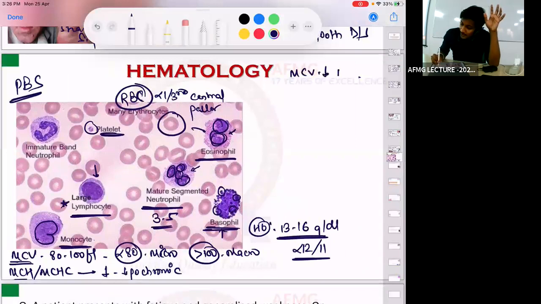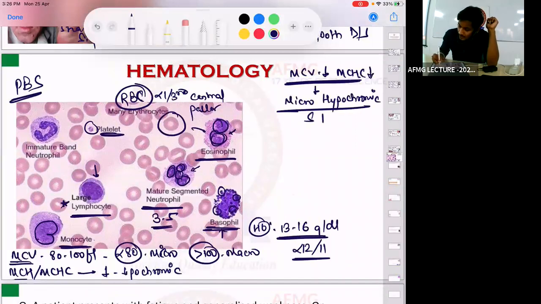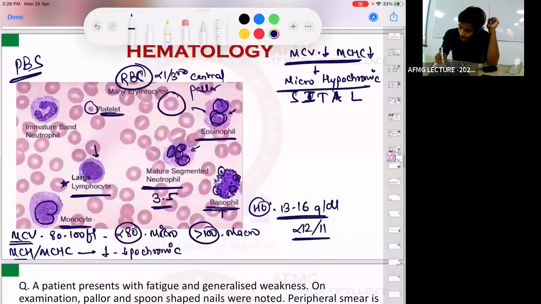MCV is low, whereas MCHC is also low. So mean cell volume as well as mean cell hemoglobin concentration is low. It is which type of anemia? Microcytic hypochromic. Microcytic hypochromic anemia is remembered by the mnemonic SITAL. Remember it, whatever it takes.